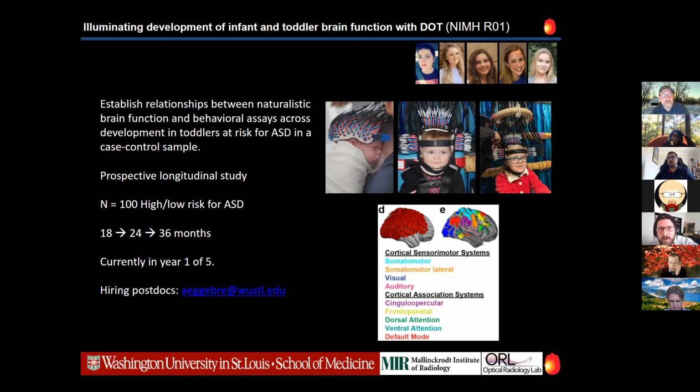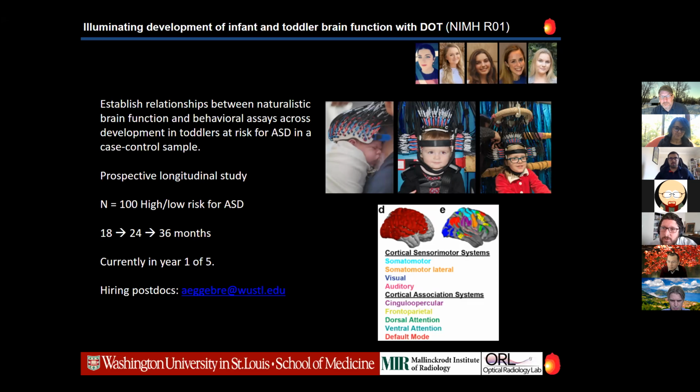Lastly, we just got an R01. I'm happy to share where we're going to establish relationships between naturalistic brain function and behavioral assays across development, in toddlers at high and low risk for autism. It's a prospective longitudinal study, so we're trying to get 100 high and low risk kids for ASD and image them at 18, 24, and 36 months. So right now we're in year 1 of 5, and I'm looking for a great postdoc.